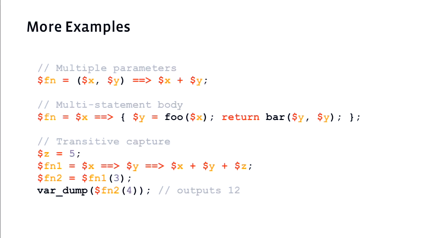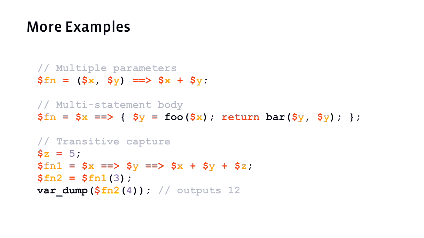So here's a few more examples before I move on to collections, just to give you an idea of how this feature works. So earlier I showed a simple example with just one parameter. But if you want multiple parameters, you can do that. You just need to throw parentheses around the parameter list. Also, if you want to do 0 parameters, you can do that, but you need the parens.